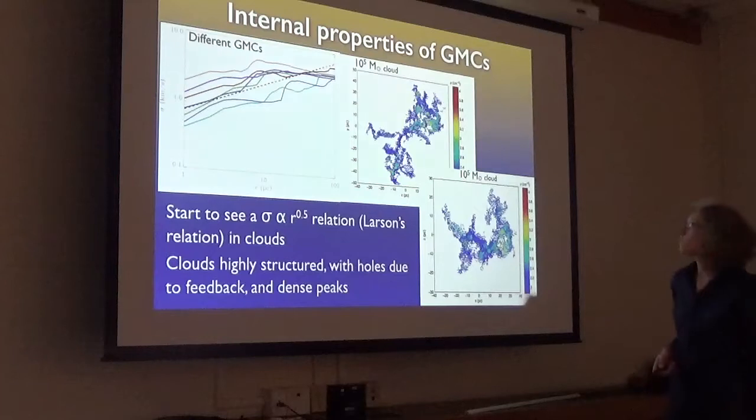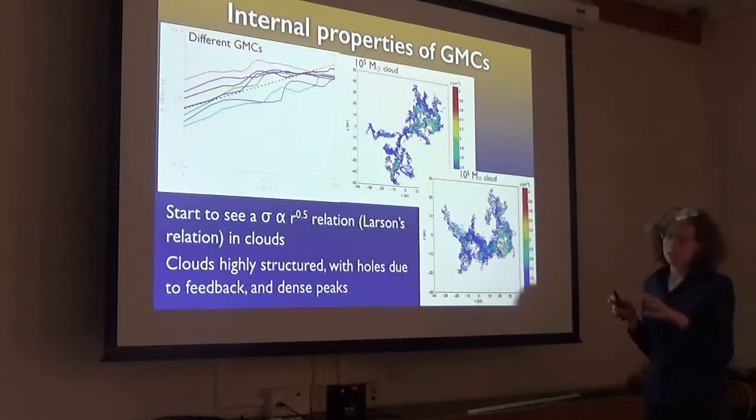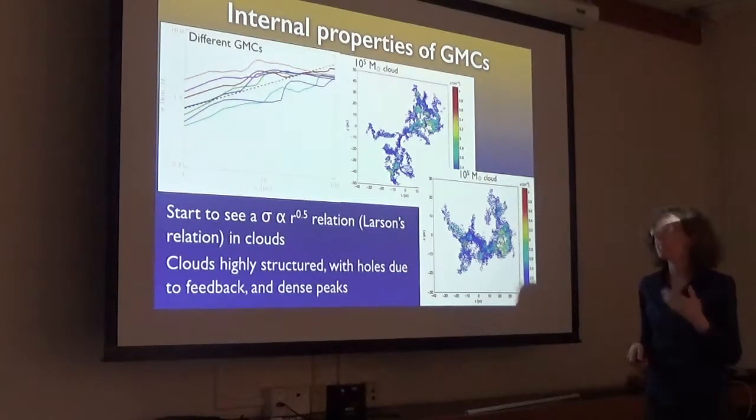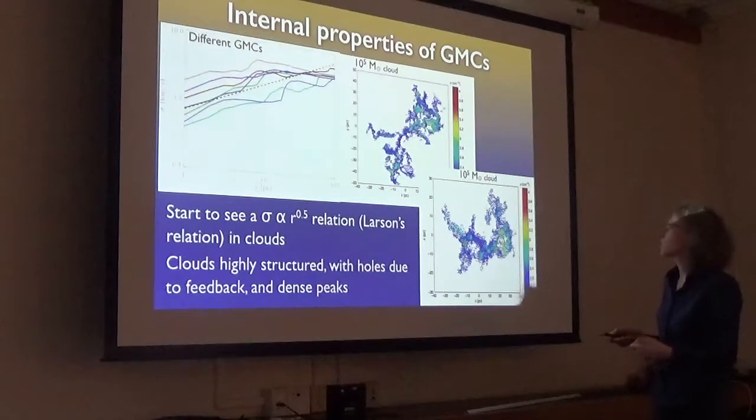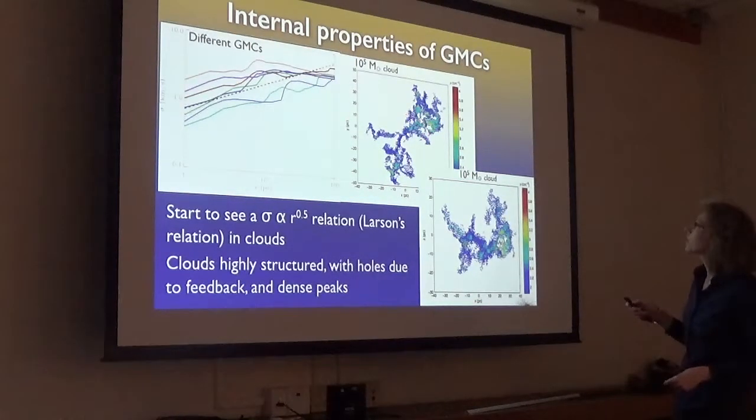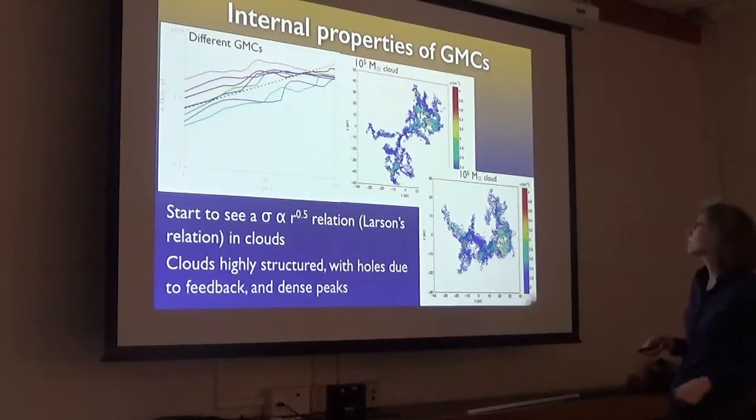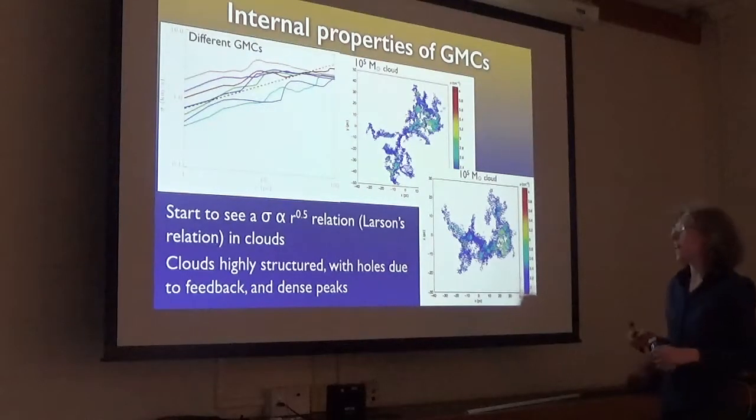And with our most massive clouds, we can start to look at the internal structure of the cloud. So with 10 to the 5 solar masses, that's then 10 to the 4, 10 to the 5 particles. We see that the clouds are quite structured. Here the crosses mark recent feedback events that have blown out the surrounding gas. And we start to see something like the Larson relation for the cloud itself.